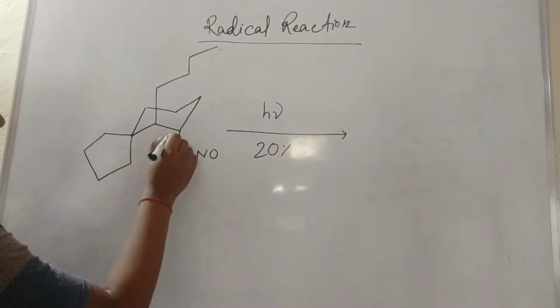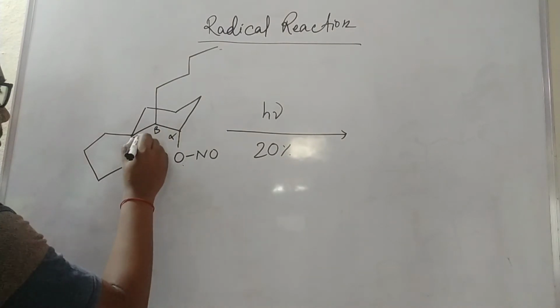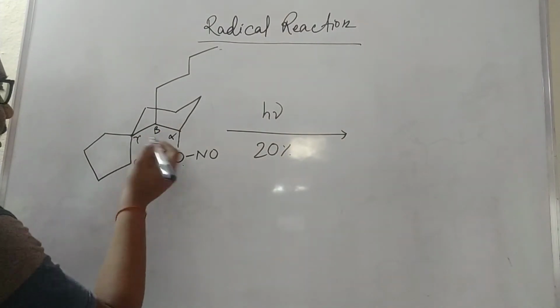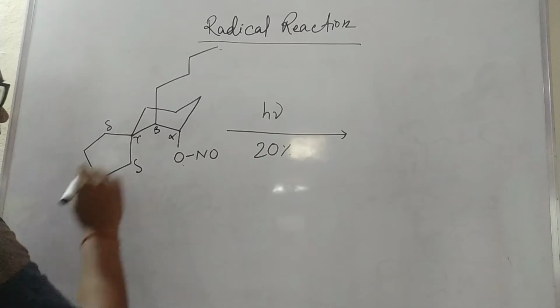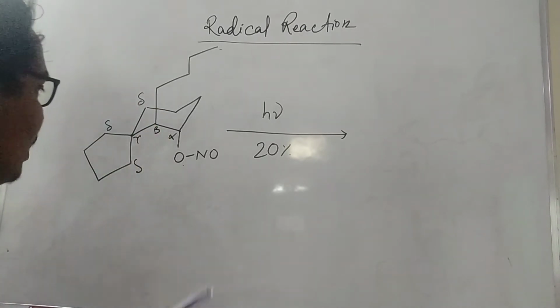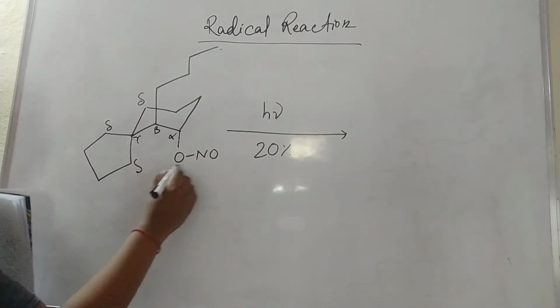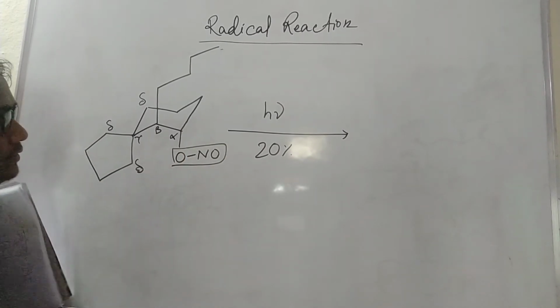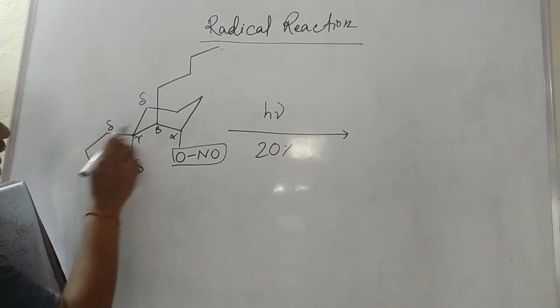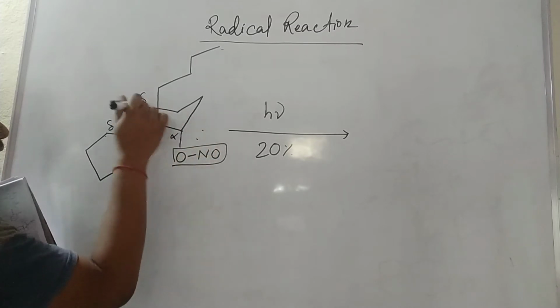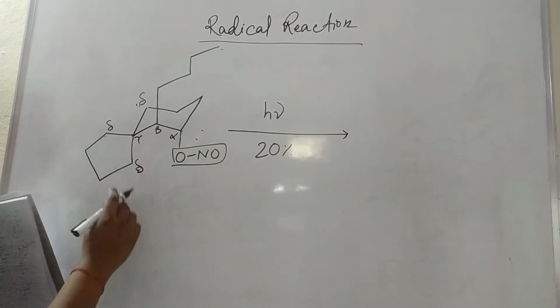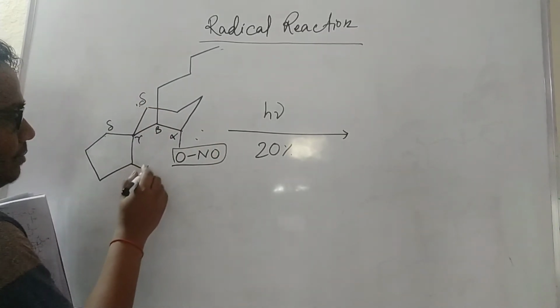Okay, so here you can choose alpha, beta, gamma, delta, and another delta hydrogen is like that, another is like that. So what will be near to you? Near to this delta hydrogen. No, this is so far, and this is also so far. This is a little bit out. So what will happen? Here delta hydrogen abstraction will happen.